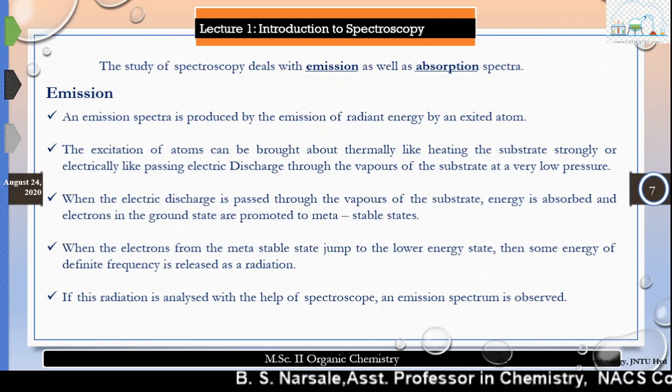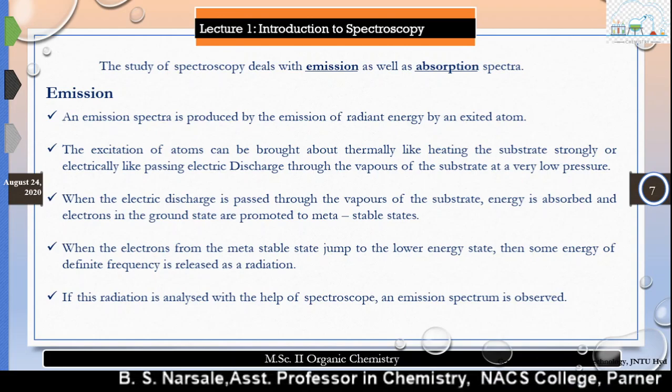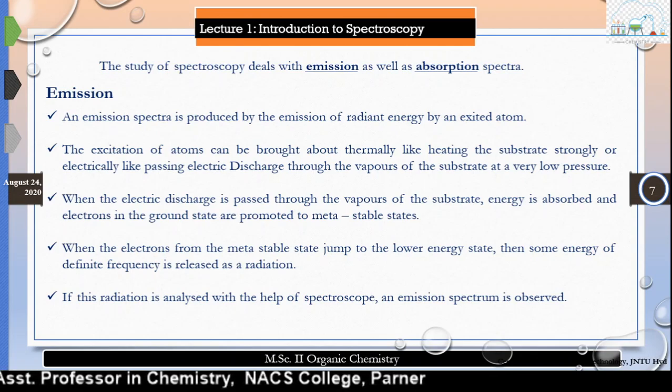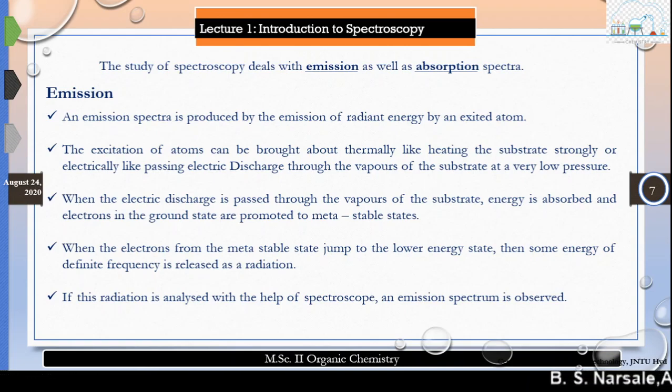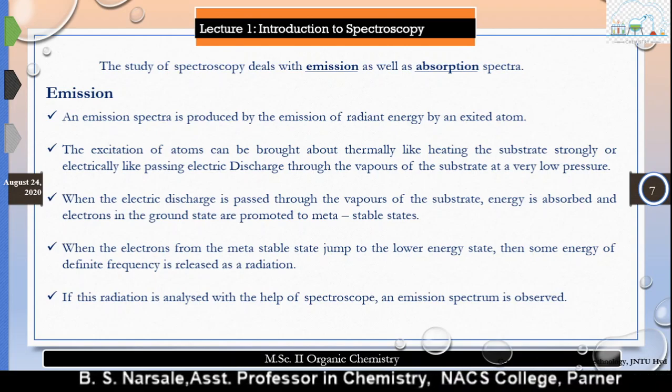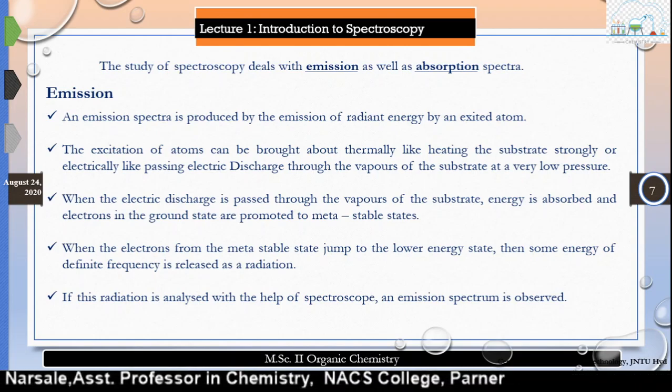Okay, what is that? Just we have to take a strongly heated substance, or simply we say an electric discharge we pass over a substance. The energy will be absorbed by that substance. Then the electron in the ground state is promoted to a metastable state.